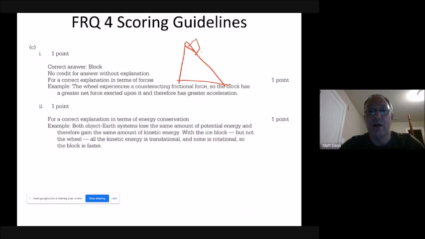So if this is the block, the only force acting on it along that plane is the F parallel. Whereas if we were talking about the wheel, and here's our wheel, we've got the parallel component acting down, but we also have friction acting up. So there's a greater net force acting on the block, and therefore the block is going to have a faster acceleration, and it's going to reach the bottom faster because it's going to have a higher speed. That's what they're wanting you to talk about on part 1.